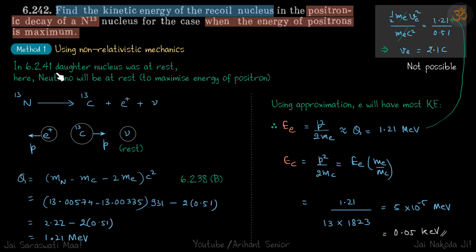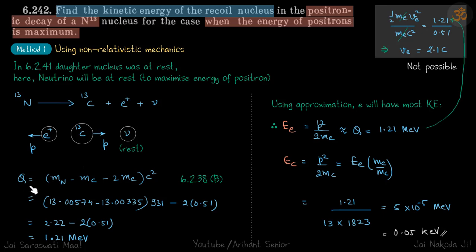So how this is different from the previous problem is that in the previous problem, daughter nucleus was at rest. But here, neutrino will be at rest, so that energy of positron can be maximized. So this is the reaction, and because the energy of positron has to be maximum, this neutrino must be at rest. What will not be at rest is this carbon daughter nuclei, so that momentum can be conserved.